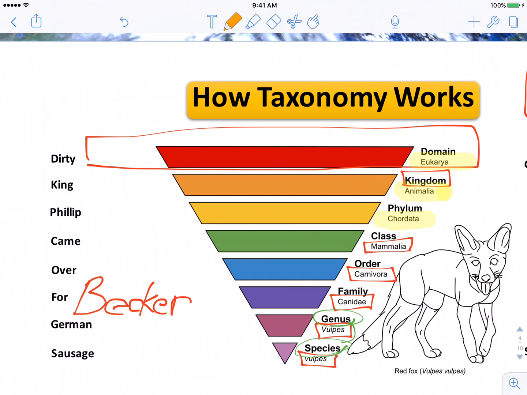So we would write A-A-R-O-N. And so the group to which an organism belongs is going to come first, and that is the genus. And then the specific variety is going to come after it, and that is called the species.